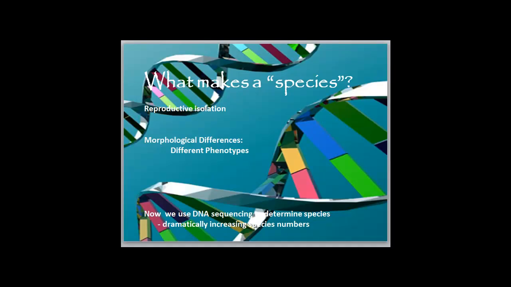What exactly makes a species is just a quick review for you. Remember that a species is morphologically different from another particular species. It has a different phenotype. It also has a different genotype. And it also reproduces in isolation. It cannot reproduce with another species.